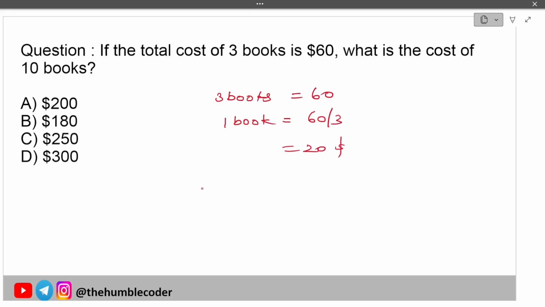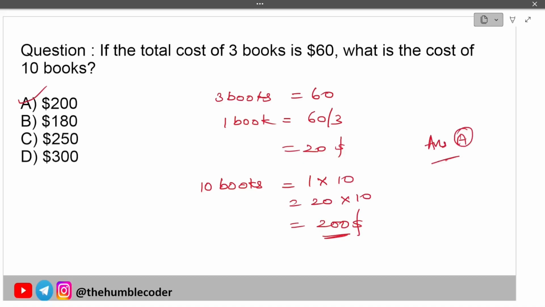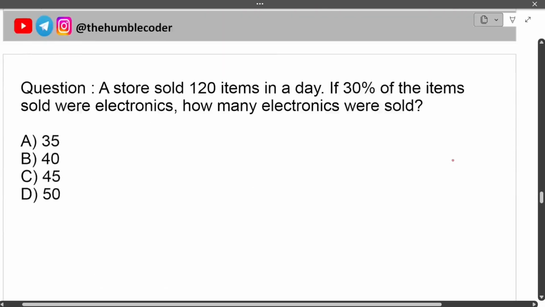Now we have to find the cost of 10 books. So 10 books is what? Cost of one book into 10, which is 20 into 10. So 200 is the cost of 10 books. So the correct answer for this question is A. Moving on to the next question now.